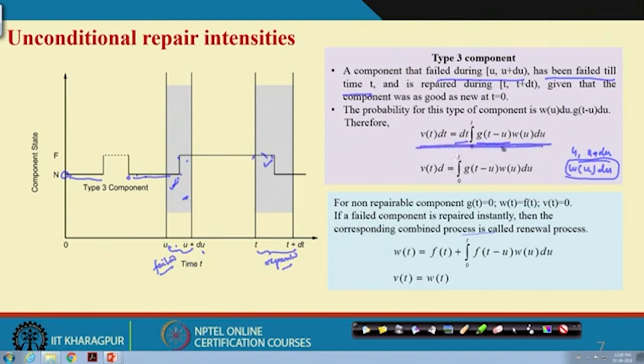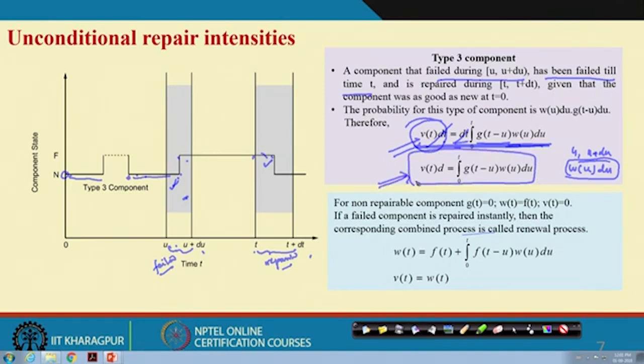So, your equation is this. The unconditional failure repair density is v(t), and v(t) dt basically talks about the probability that the component will be repaired in between t and t plus delta t. This is the case. And then in this equation, now this t and this t will be cancelled out, and as a result you will be having this equation.